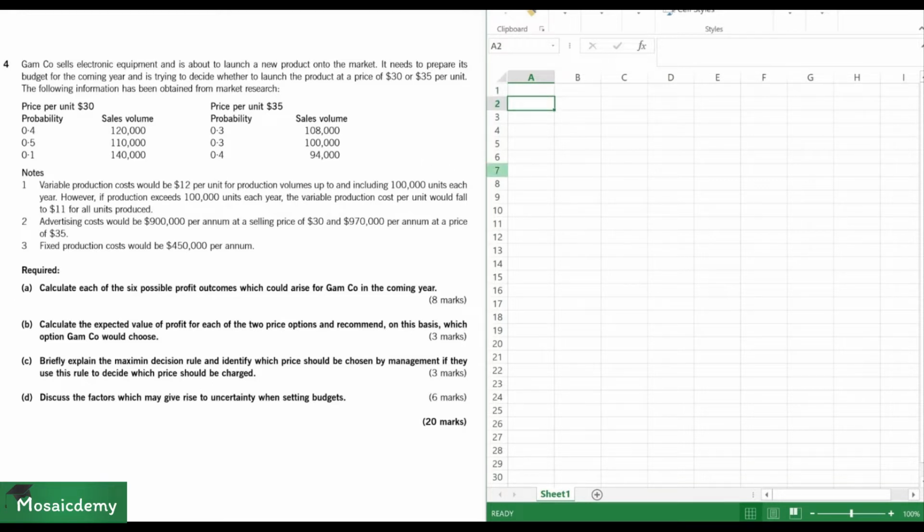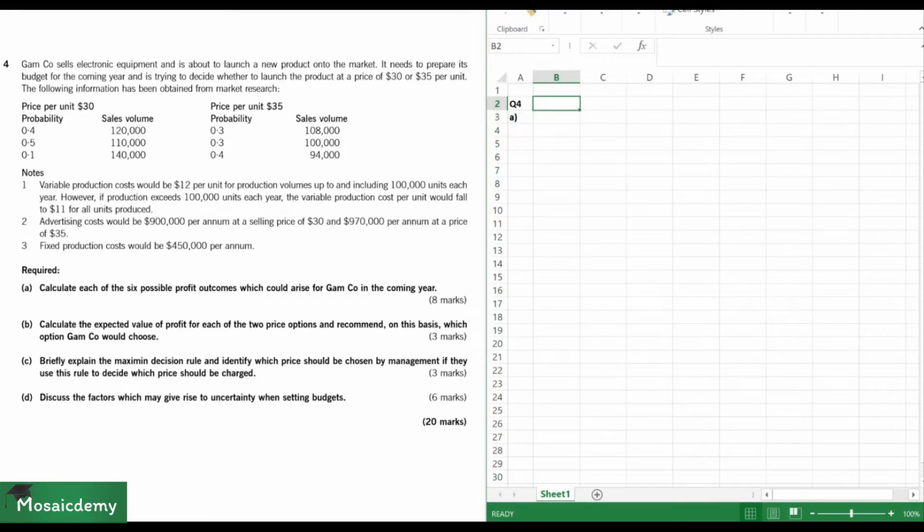As always, we start with the requirement. Requirement part A: calculate each of the 6 possible profit outcomes which could arise for GAMCO in the coming year. So different profit outcomes basically means your payoff table, okay? Let's start by labeling our question. This is question 4 and this is part A. Be sure to make these things bold, italic, underline, something to distinguish them from the rest of the answer, and keep a separate column for them just for good presentation, right?